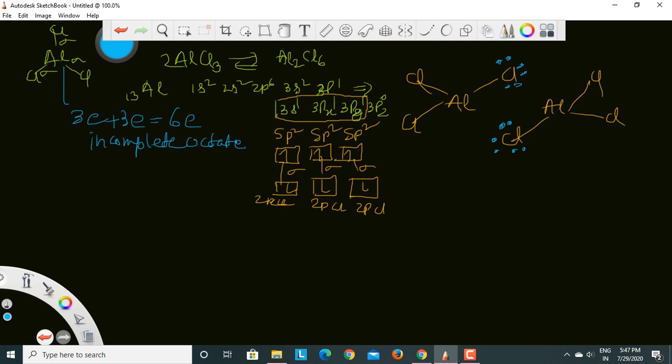So in order to attain octet, it wants a coordinate bond from some donor atom, because in aluminium you have a vacant p orbital. Aluminium has a vacant p orbital, so it has an incomplete octet. If 2 electrons come into the p orbital, its octet will be complete. So how will the vacant orbital of aluminium be overlapped? Here chlorine can donate its electron pair and form a coordinate bond with aluminium.